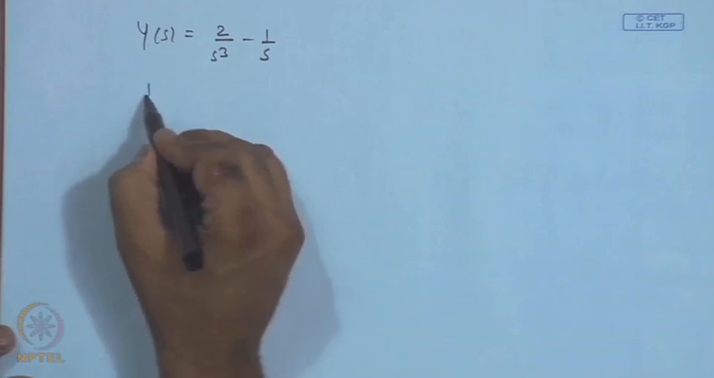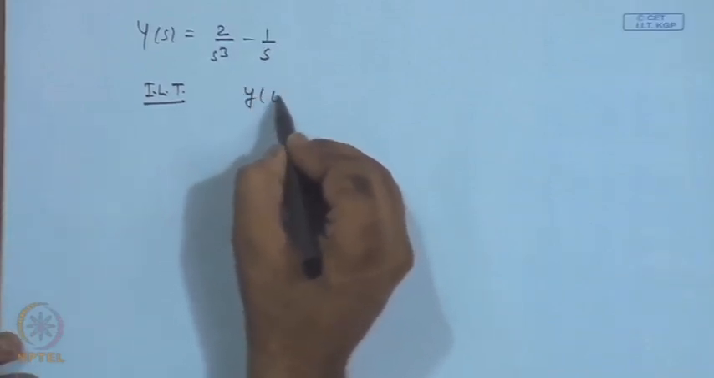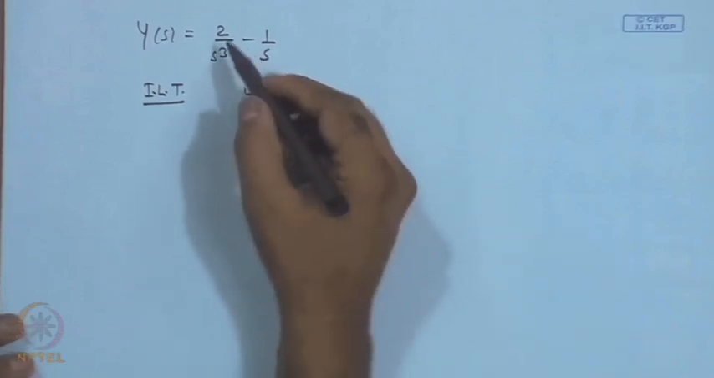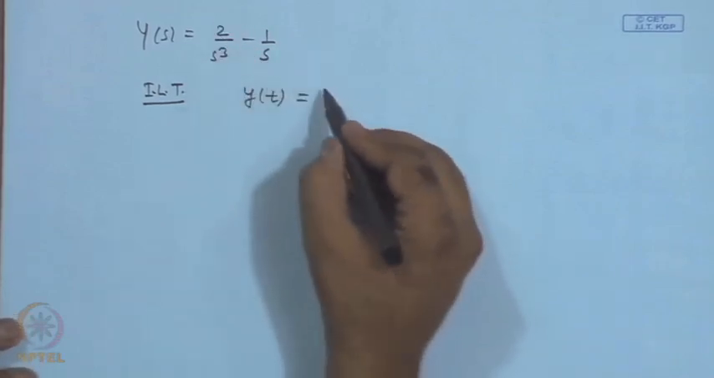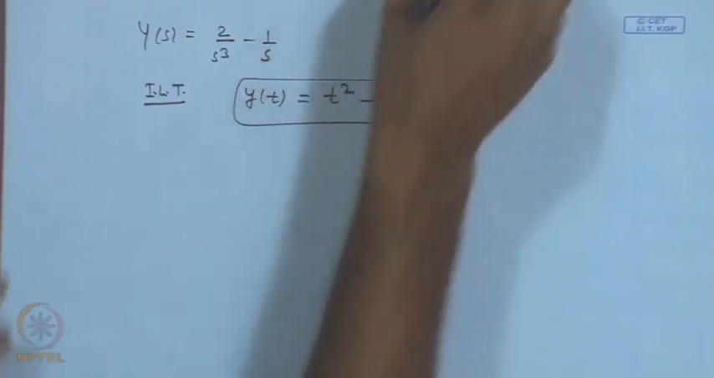Now, we take the inverse Laplace transform to get y(t), and this is the Laplace transform of 2 over s^3, simply t square, and we have minus 1. So, this is the answer.